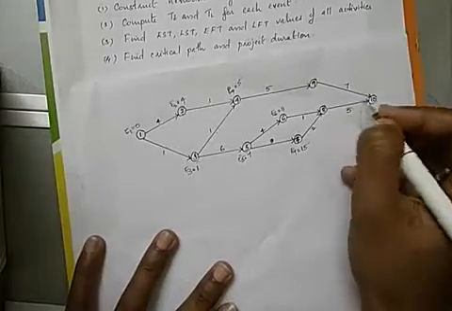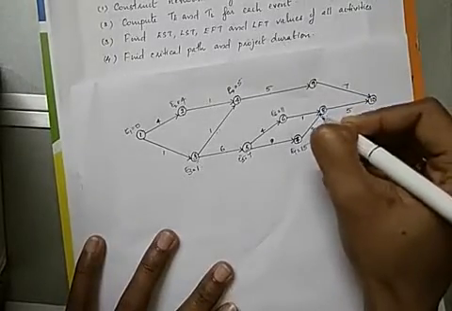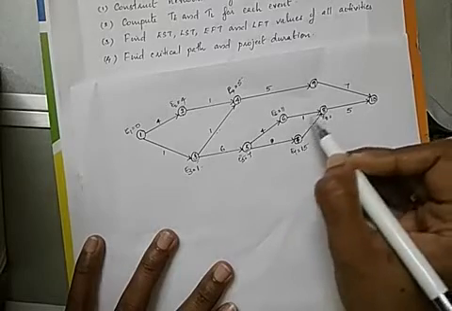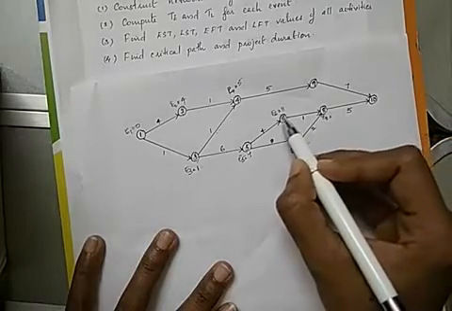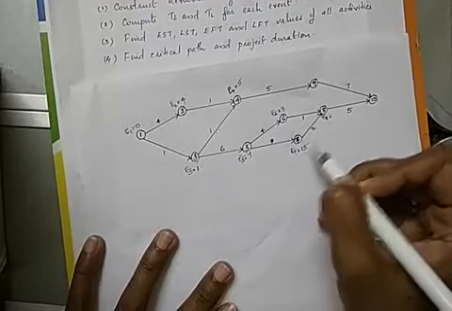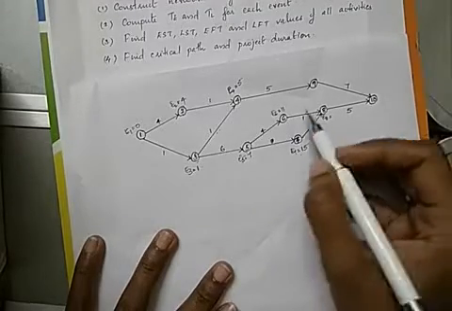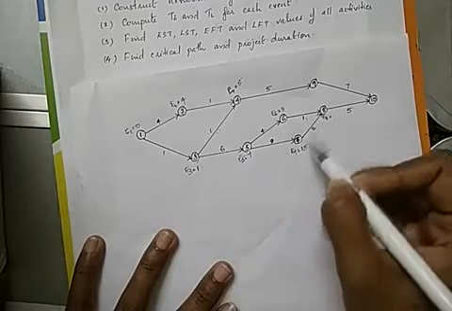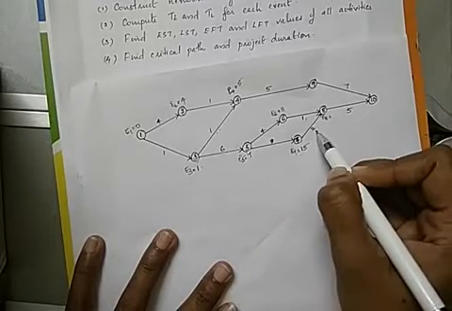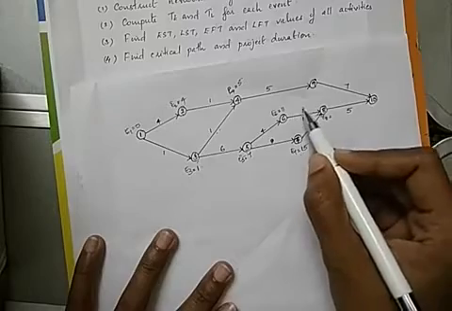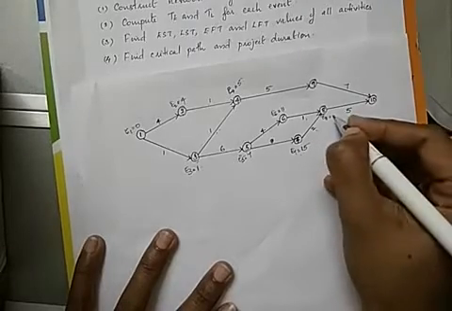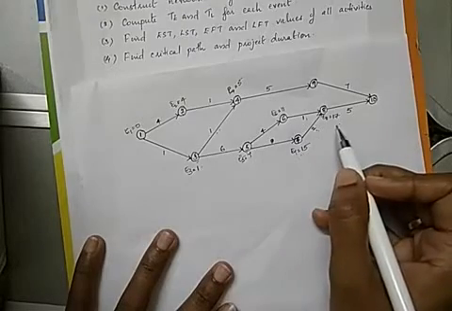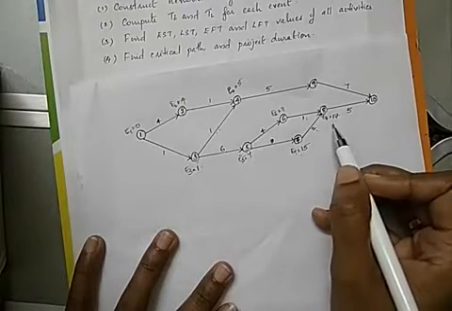Next, in the case of E8, we have 2 events before 8. So we take the maximum of these 2 paths, right? That is E6 plus 1 and E7 plus 2, the maximum of these 2 values. It is 11 plus 1, we get 12. From here we get 12, and from here 15 plus 2, it is 17. So the maximum of 12 and 17 is 17. That way we assign the maximum value for E values, right?